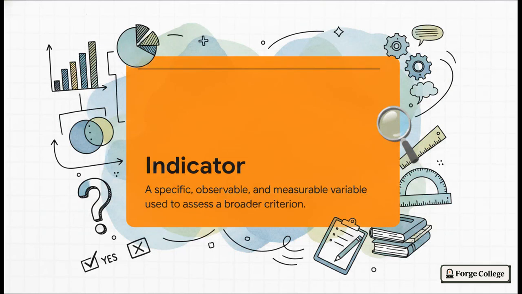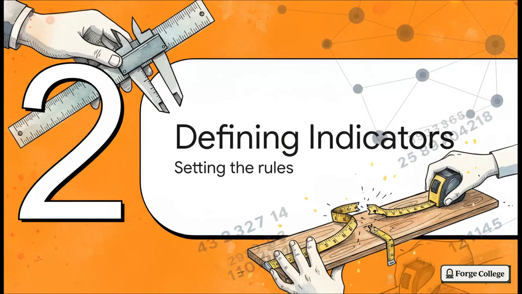So what exactly is an indicator anyway? Well, by definition, it's a specific, observable, and measurable variable used to assess the state of a broader criterion. Basically, it's your foundational unit of evidence. And an indicator doesn't always have to be some continuous numerical value. It can be categorical, it can be ordinal, or even just a simple binary yes or no. Like, hey, does this platform have a data export tool? Yes or no? But the absolute golden rule here, it must be strictly, undeniably measurable by anyone who looks at it. Moving on to part 2, defining your indicators.